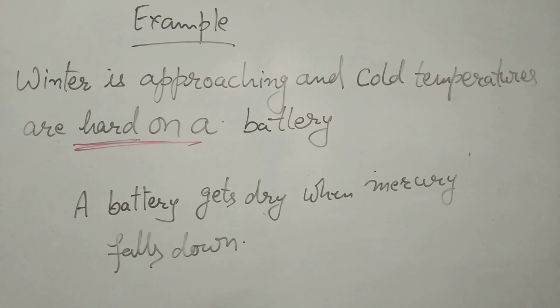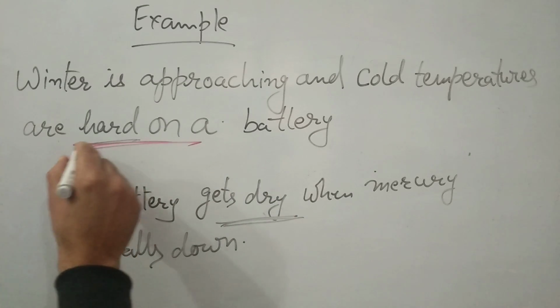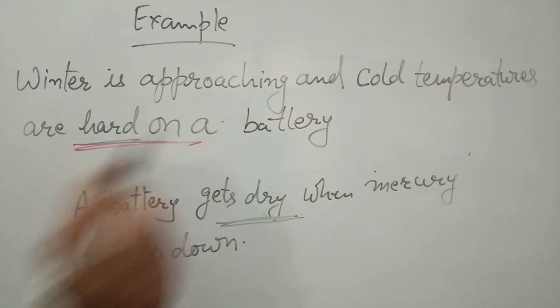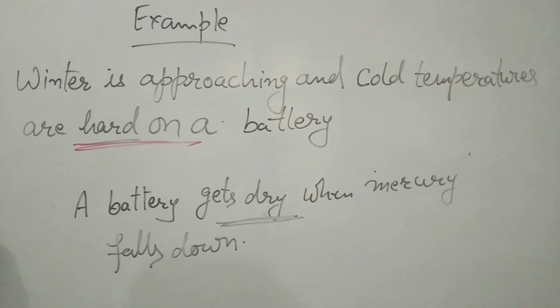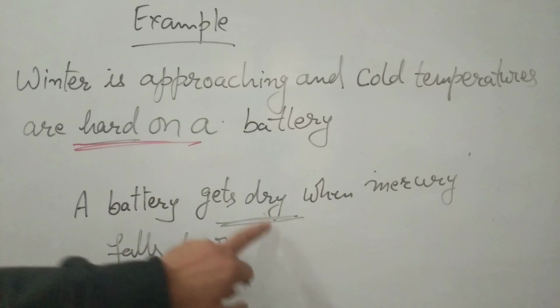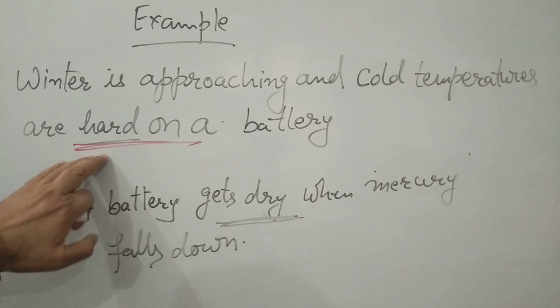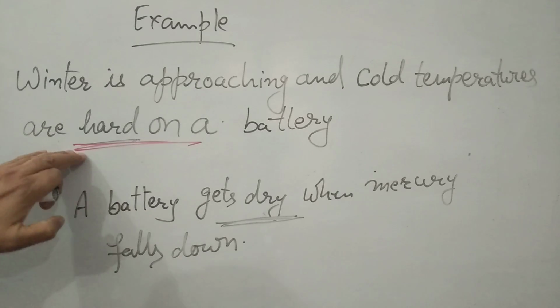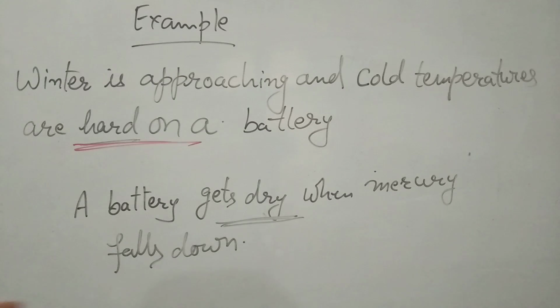Now look at this statement: a battery gets dry when mercury falls. Battery getting dry is a problem, and here again cold temperatures are hard on a battery. A battery gets dry when mercury falls. This is a problem with a battery at low temperature, but it does not show that the problem is the same, or it does not mention it might be having any other problem. Hard on is a very broad term, getting dry is a particular problem. So again the information does not match.